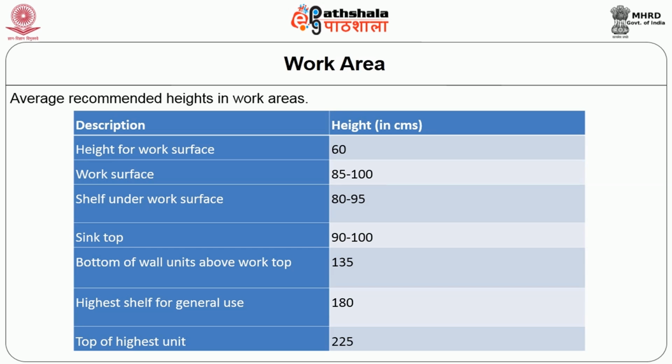And when we talk about the bottommost part of the wall units, that is above the worktop, it can reach up to 135 centimeters. And when the highest shelf for general use is planned, it must be only to a maximum of 180 centimeters. And the top of the highest unit can be at most 225 centimeters, which will enable the employees not to stretch further and see that everything is done perfectly.